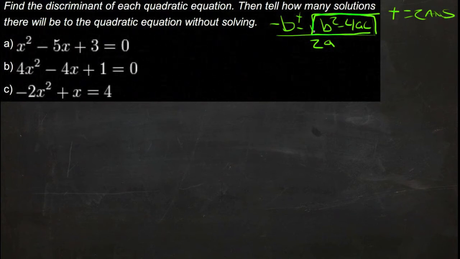If this section here is 0, then you're going to be taking the square root of 0 to add to negative b, and the square root of 0 is just 0. So you're not going to get two different answers, you're just going to get one answer. So if this is 0, you get one answer.